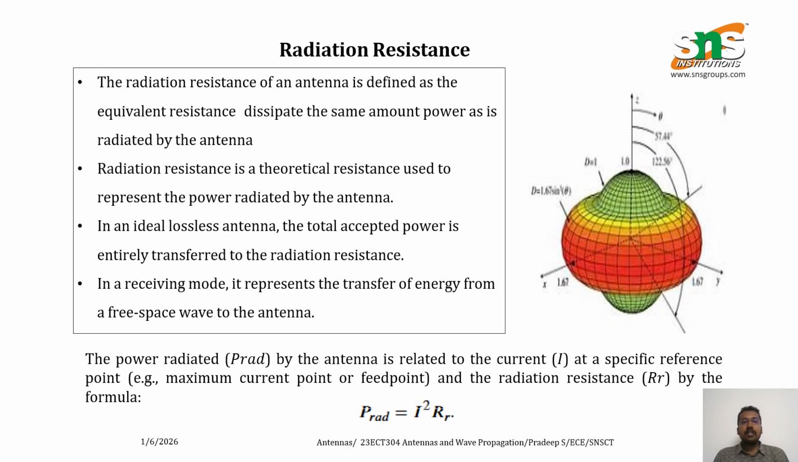Next parameter is radiation resistance. Radiation resistance is a hypothetical resistance used to represent the power radiated by the antenna. It acts as the mechanism for transferring energy from a guided wave to a free space wave. In an ideal lossless antenna, the total accepted power is entirely transferred to the radiation resistance. In receiving mode, it represents the transfer of energy from a free space wave to the antenna. High radiation resistance relative to loss resistance is desirable for high antenna efficiency.